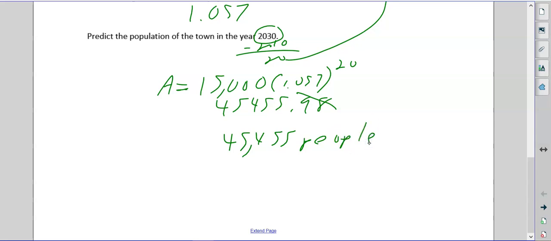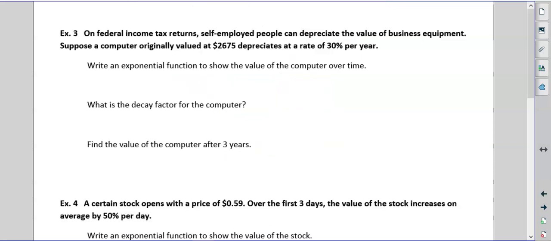Now, again, normally we would say, well, 98, that clearly rounds up to 456 people. But in real life, we don't have that whole person. We're really close, but not that whole person. So technically, it's going to be 455, not 456. Very common mistake. Look out for that one. Whenever we're talking about animals or people, the rounding rules are a little bit different.